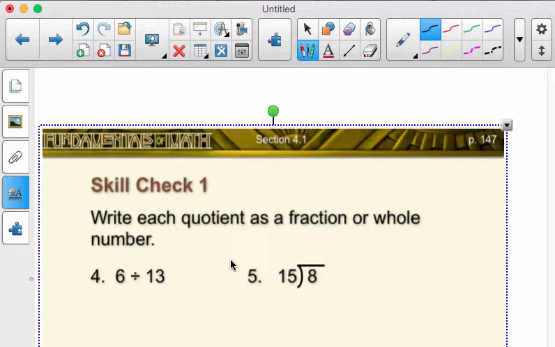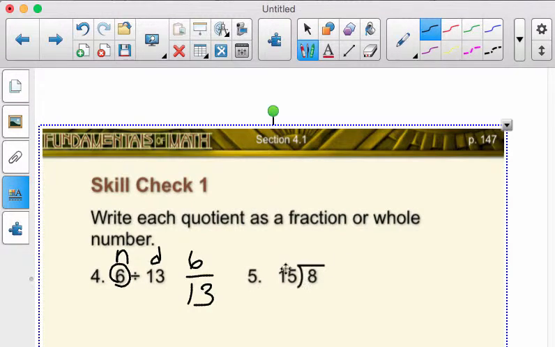Now let's move on to something not much harder. Now we need to write each quotient as a fraction or a whole number. Alright, so I have 6 divided by 13. Now remember what I told you. This guy is your numerator, and this guy is your denominator. So we say 6/13.